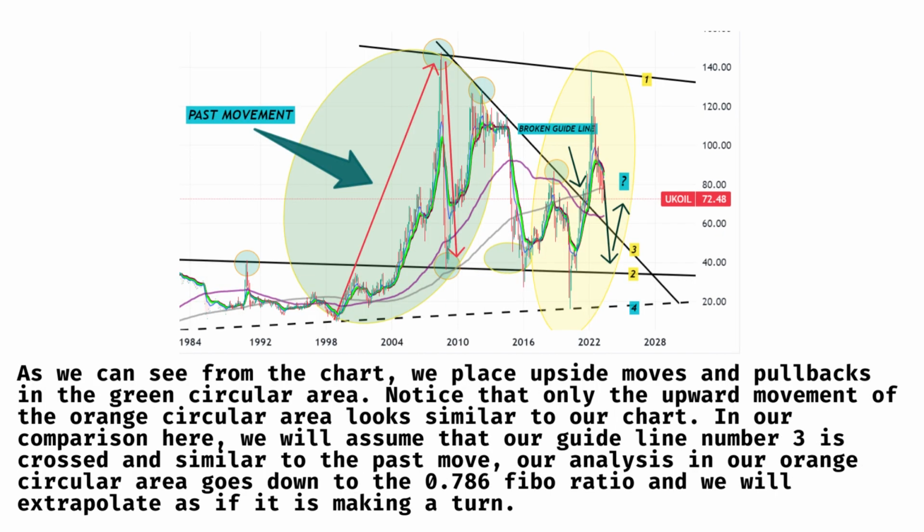As we can see from the chart, we place upside moves and pullbacks in the green circular area. Notice that only the upward movement of the orange circular area looks similar to our chart. In our comparison here, we will assume that our guideline number 3 is crossed and similar to the past move. Our analysis in our orange circular area goes down to the 0.786 Fibo ratio, and we will extrapolate as if it is making a turn.